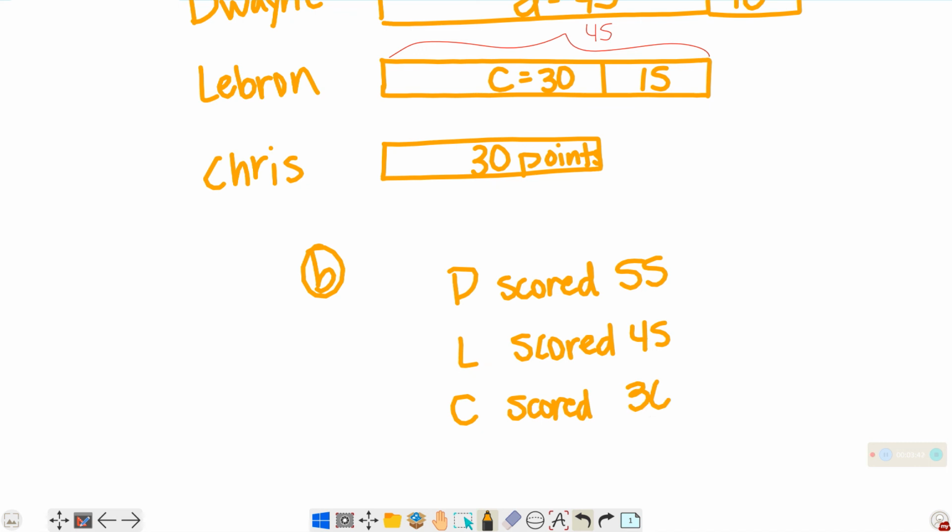So to figure out their total, we can just add these up. 5 and 5 makes 10, so we need to carry our 1. 1 plus 5 is 6, plus 4 is 10, plus 3 is 13. So they would have scored 130 points altogether.